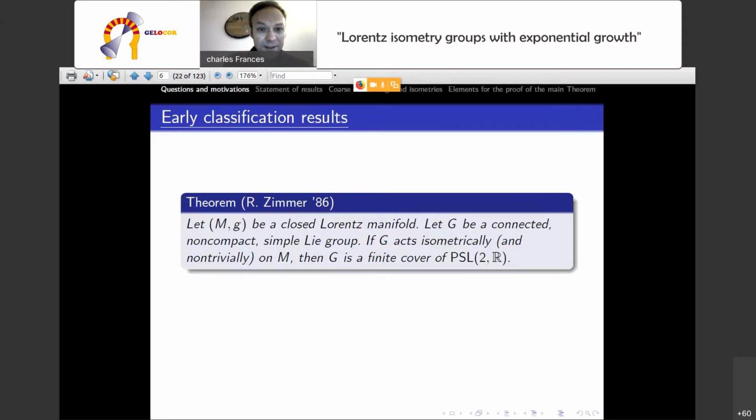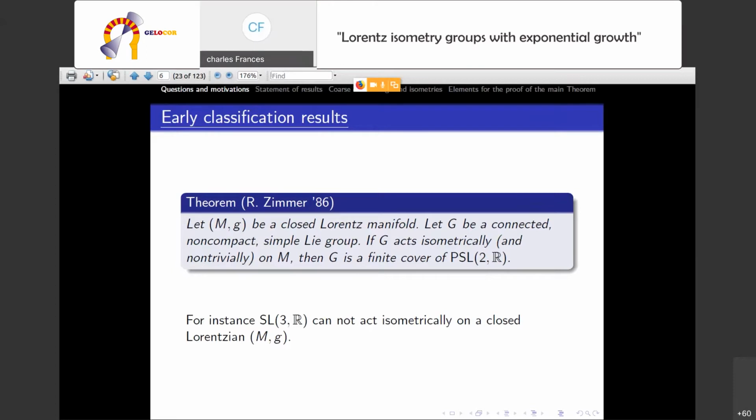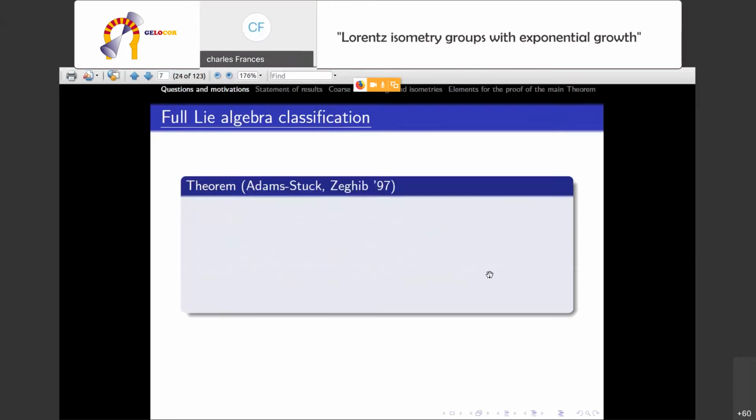Then 10 years later, so for instance, first application of Zimmer's theorem, if you want to see, for instance, SL3R cannot act isometrically on a closed Lorentz manifold. 10 years later, Adam Stock and independently Zegib obtained a full classification theorem for the Lie algebra of the isometry group.